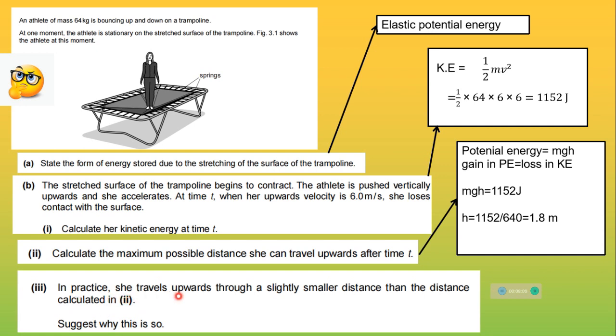In practice, she travels upwards through a slightly smaller distance than the distance calculated in the previous part. Yes, due to the friction, there will be loss in the energy. So the h will be reduced. The maximum height will be reduced.